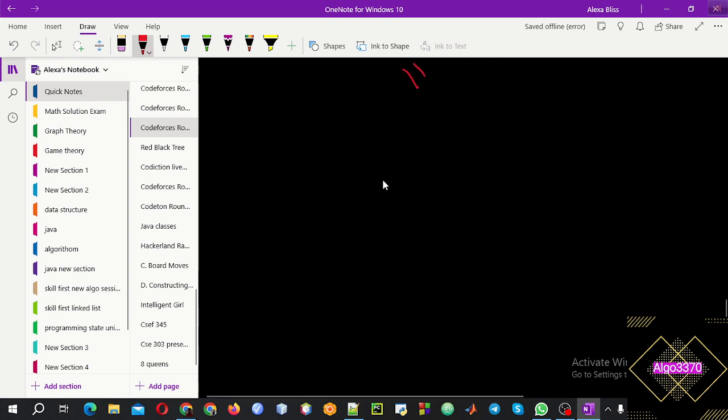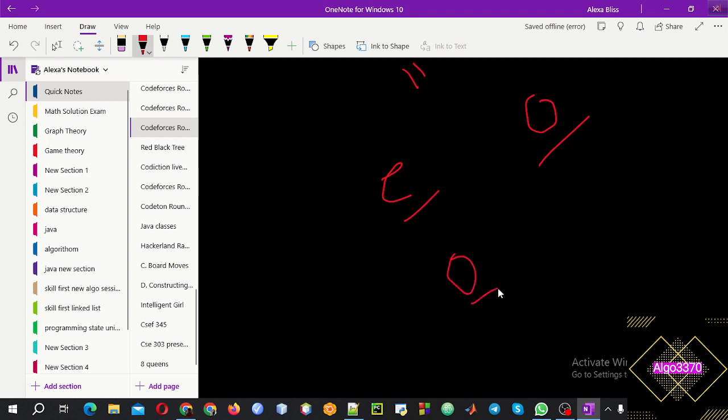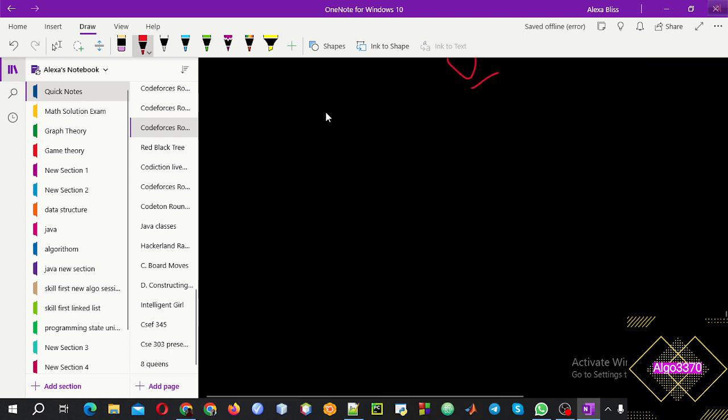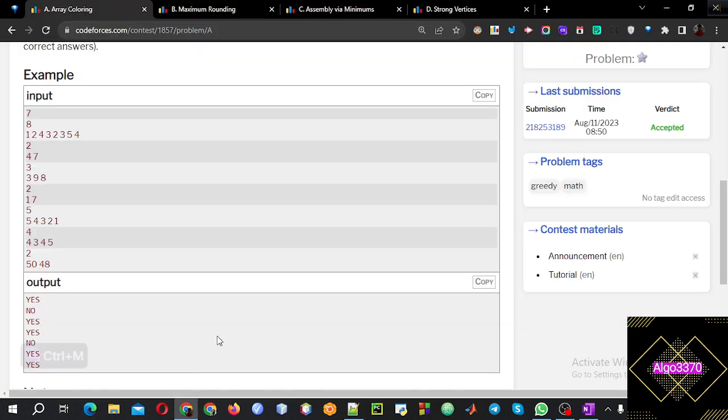So in this situation, the first portion's summation parity is even and the second portion's parity is odd, or the first portion's parity is odd and the second is even. So we can never create this kind of situation. So in this case our problem's answer is no. And we will solve another example, then we will start the discussion of the main problem.